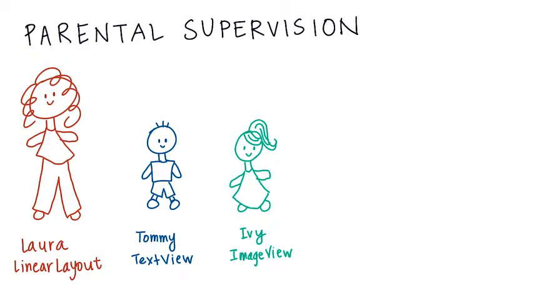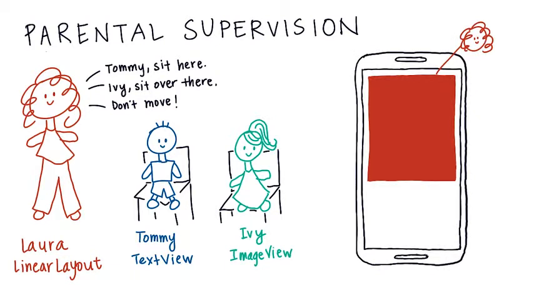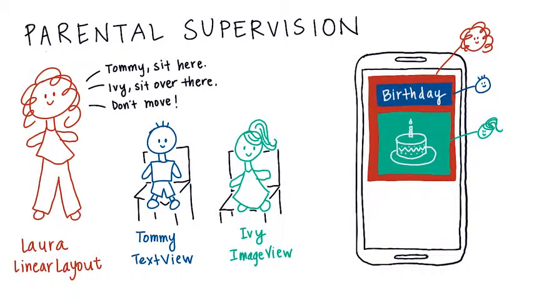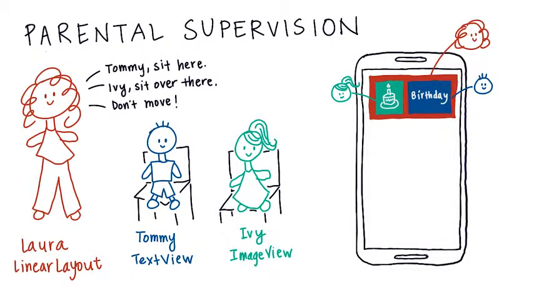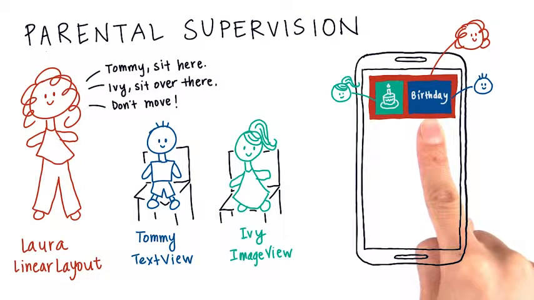Let's look at an example of one parent. A parent may tell their child to sit or stand in a specific place and not to move. Let's ignore the possibility that the child might want to get up and run around, because that's just an edge case. On a device, this means that a parent has control over where to position its children. For example, one child text view can be at the top of the screen, and then a second child image view can be below that. Or if the parent wishes, they can rearrange the children in a different way. The child image view can be on the left, and then the child text view can be on the right.